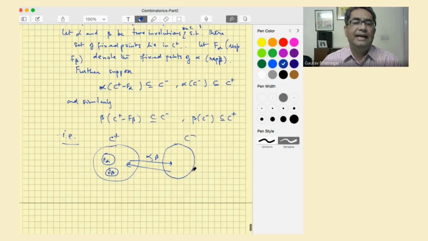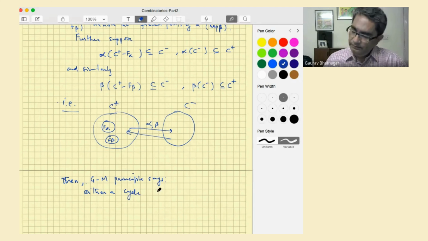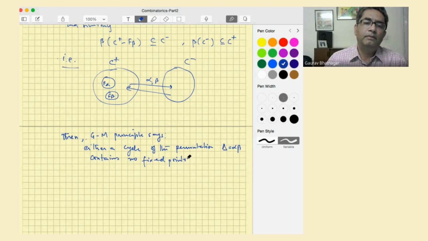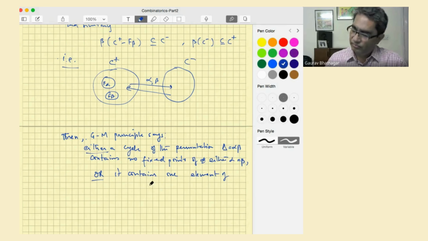All right. And then what does the principle guarantee? Then the Garcia-Milne principle says, with this setting, that either a cycle of the permutation delta equal to alpha beta contains no fixed points of either alpha or beta, or, exclusive or, it contains one element of F alpha and one element of F beta.